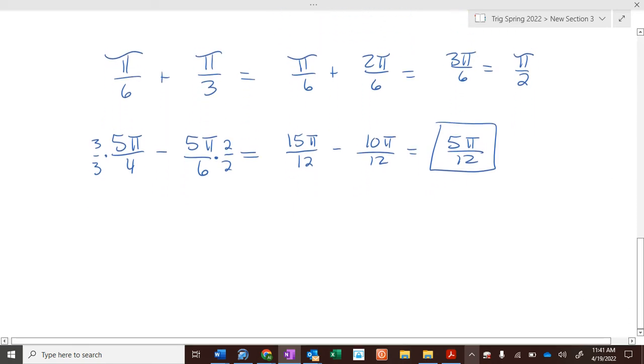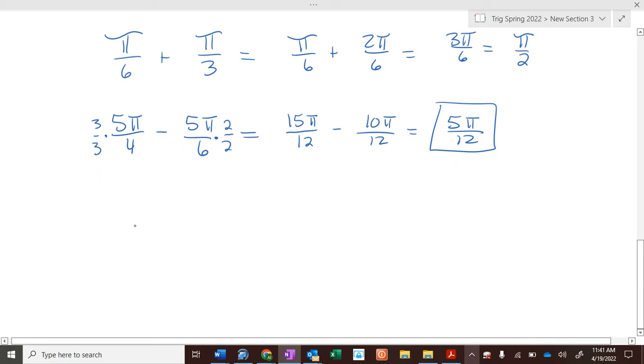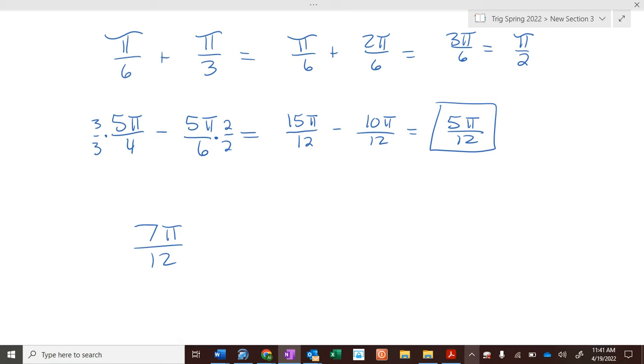Now, what I'm wondering is, if you have 7 pi over 12, how do we get that from numbers that have 6s or 4s or 3s in the denominator? Okay? Because 7 pi over 12 isn't on our unit circle. So you have to find things that either add or subtract to make that. Okay? Well, let's use a little addition to make that.